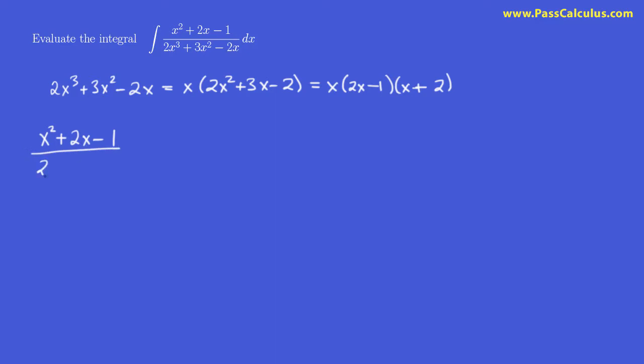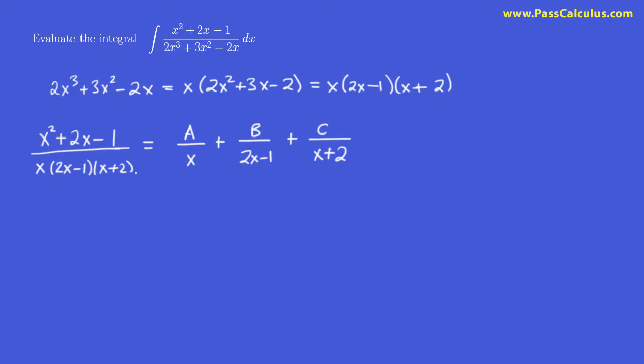So it's x, 2x minus 1, and x plus 2. We're going to decompose that as A over x. That comes from right there. B over 2x minus 1, which comes from right there, plus C over x plus 2, which comes from the last factor.